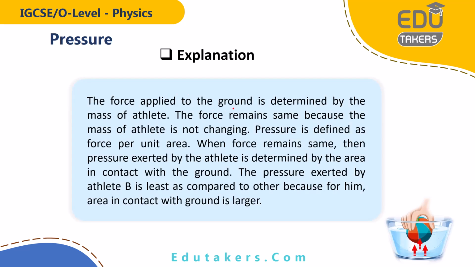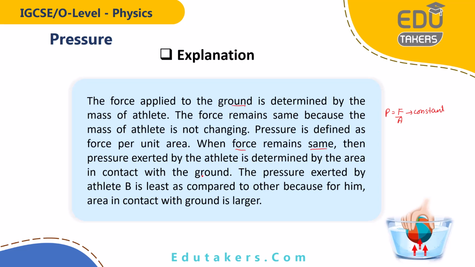The force applied to the ground is determined by the mass of the athlete. The force actually depends upon the mass of the athlete. The force remains the same because the mass of the athlete is not changing. You know that pressure P is equal to force per unit area. Pressure is defined as force per unit area. When the force remains constant, meaning the value of the force is not changing, then what will happen?